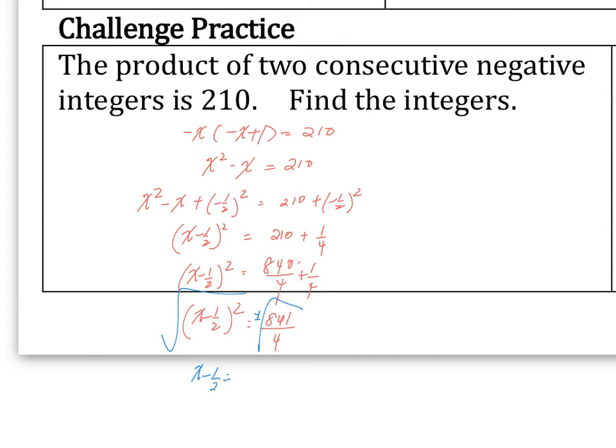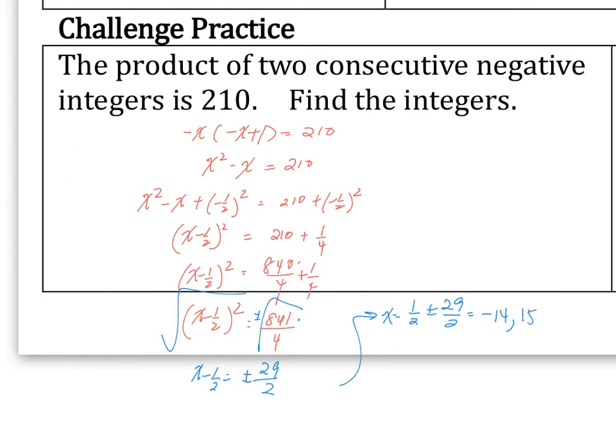So the square root of 841, it's a perfect square, is 29. And then the denominator will be 2. So x will be one half plus or minus 29/2. And we have two solutions here. 1 minus 29 makes negative 28 divided by 2, negative 14. 1 plus 29, 30, divided by 2, 15.